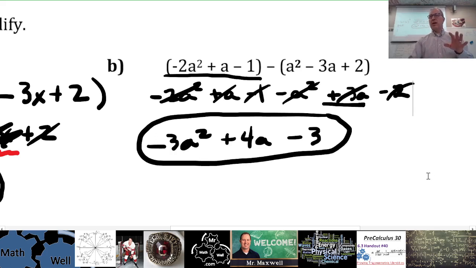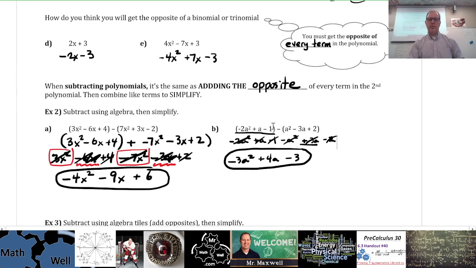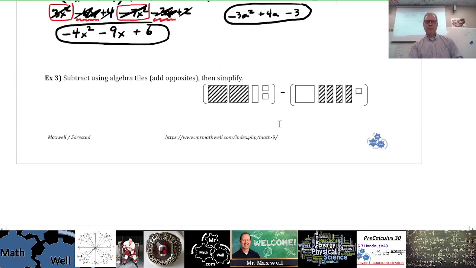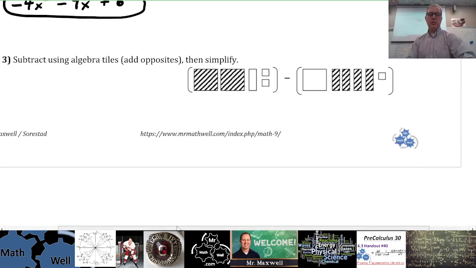Any questions about that, or anything you want me to go over with that question right there? Is that good? No questions? You guys could do that on your own now? Okay, all right, well, let's see. The next one is subtract using algebra tiles. And again, we're going to add the opposite with algebra tiles as well. So let's just do this final question on this page.